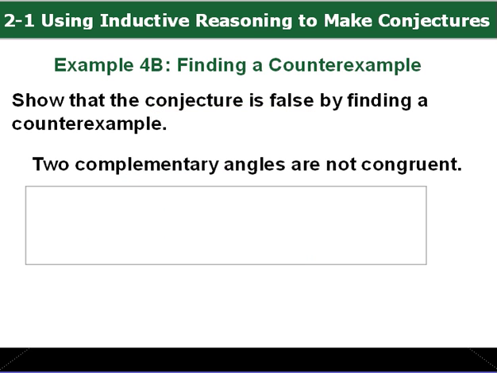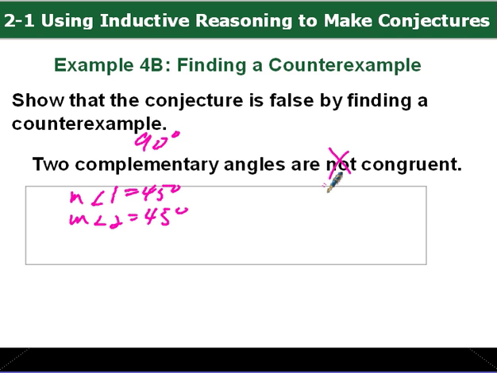All right. Show that the conjecture is false by finding a counterexample. Two complementary angles are not congruent. So we want to find a counterexample, an example that shows that two complementary angles can be congruent. Remember, complementary means they add to 90 degrees. So what case would allow you to show that two angles are congruent but complementary, which would be the counterexample? What would be when angle 1 is equal to 45 degrees and angle 2 is equal to 45 degrees? So there we have two angles that are complementary but are congruent. So we have our counterexample.